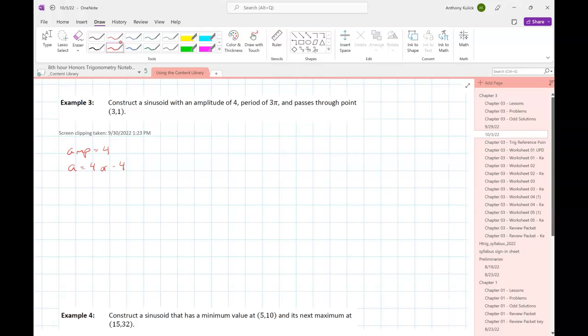Okay, we have a period of 3 pi. What does that tell me? Okay, I can use that to figure out C. So remember the period is 2 pi divided by the absolute value of C. So when I solve, C is 3 over 2 or negative 3 over 2. Everybody's okay with that? All right, and lastly it says the graph passes through the point 3, 1.